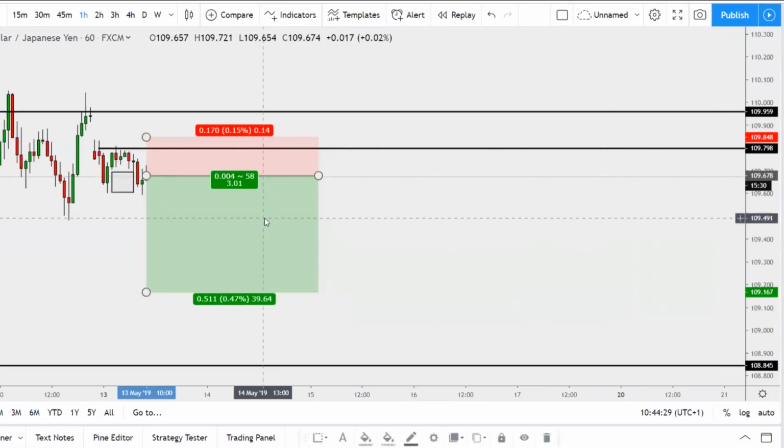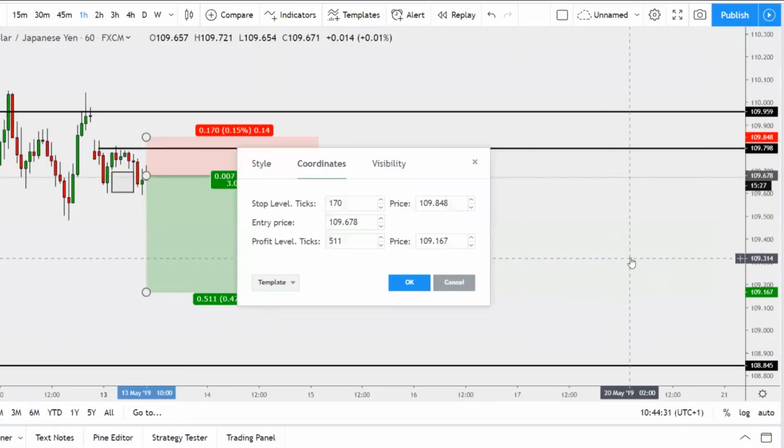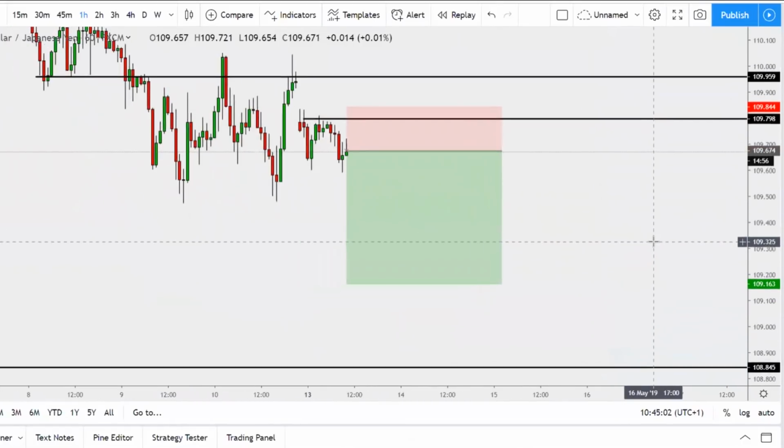And this will be a what? This will be... So I got in at 109.674. Okay, fine, that's that then. Let's just see how this plays out.